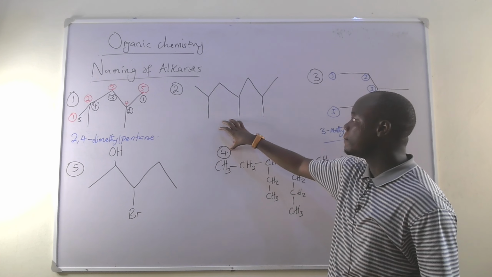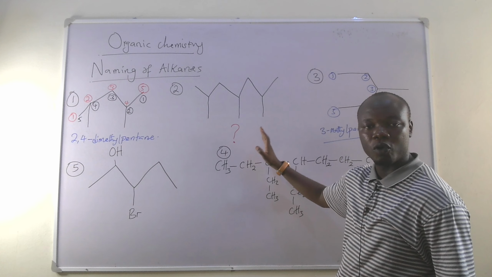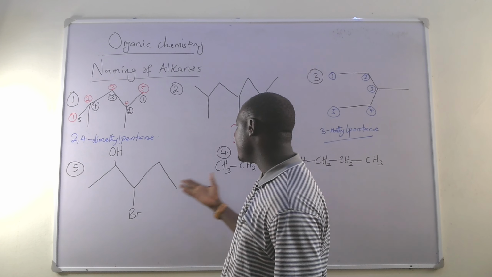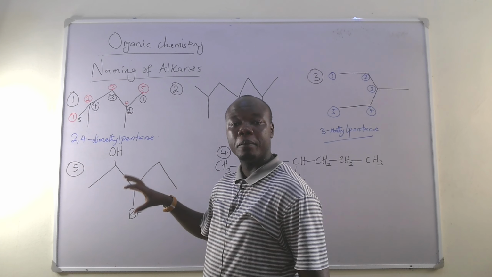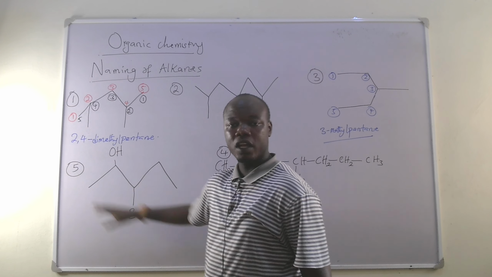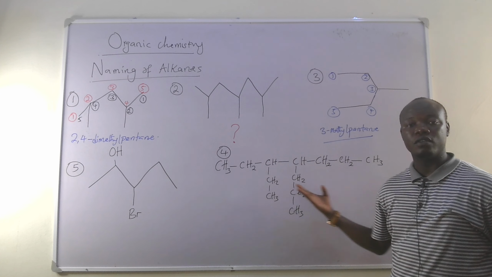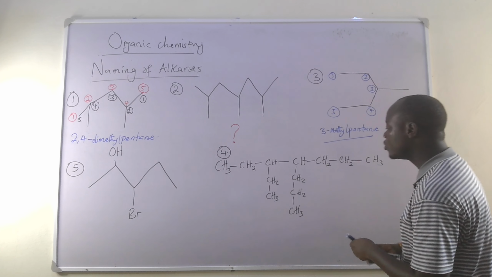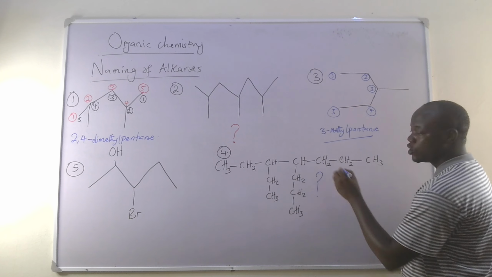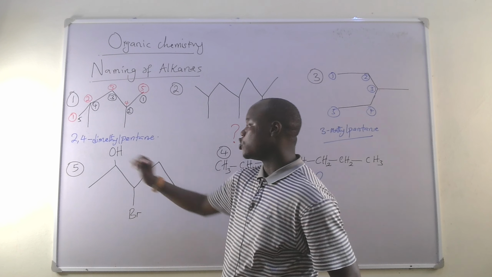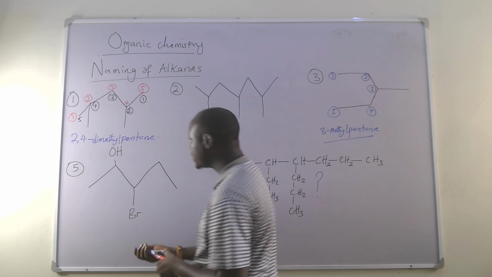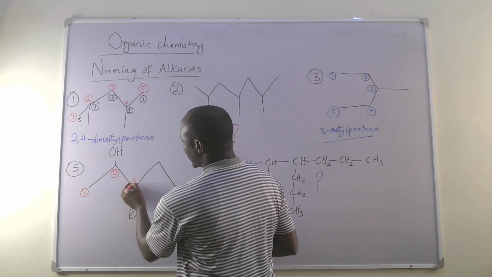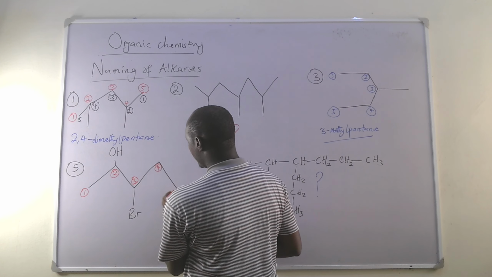I want you to name the second compound here. I will also name the fifth one; we have 4 and 5 here. So let me name 5, and we'll also name the fourth compound. Look at it very well. I want you to also name this one. So let me name this one. We can number this compound from here: we have 1, then 2, 3, 4, and 5.